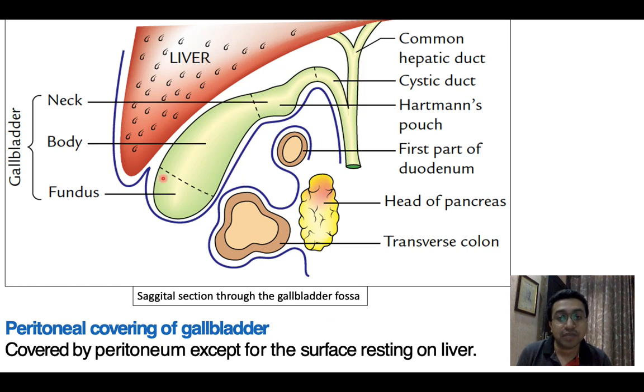We can see in this diagram, this blue line is the peritoneal reflection. This is visible clearly. So this gallbladder is covered by the peritoneal reflection except for the surface resting on the liver. This whole part is not covered by the peritoneum. As you can see from this diagram itself, the fundus is completely covered with peritoneum, and the exceptions are only the body region and primarily the neck region. It is clearly evident from this diagram.